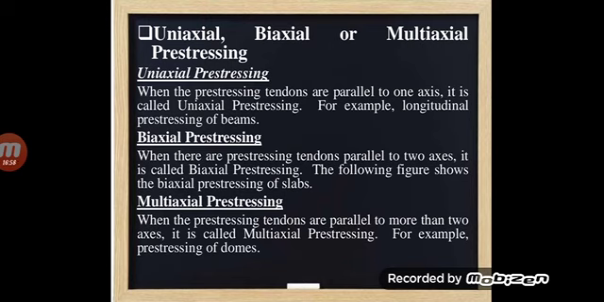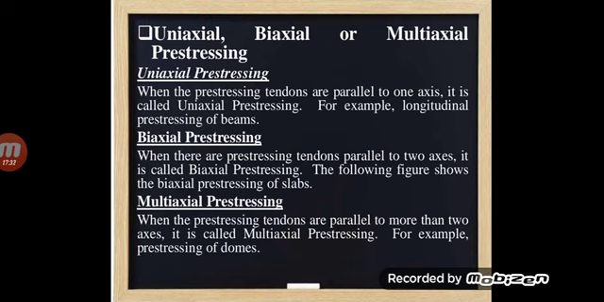In biaxial pre-stressing, when there are pre-stressing tendons parallel to two axes, it is called biaxial pre-stressing. The following figure shows the biaxial pre-stressing of slabs. So you will see this figure later. In beams, we will be having reinforcement bars only in the length direction, so it is uniaxial. The pre-stressing in beams will be called uniaxial pre-stressing. But in case of slabs, we will be providing the main reinforcement and also the distribution reinforcement, which means we will provide in both directions. So in such a case, it will be called biaxial pre-stressing.